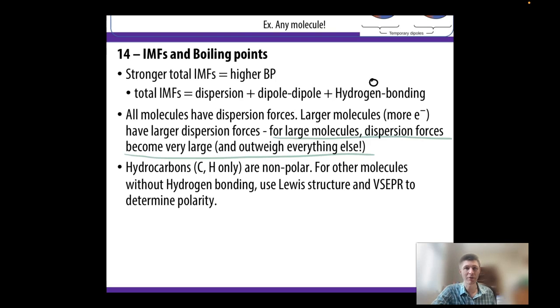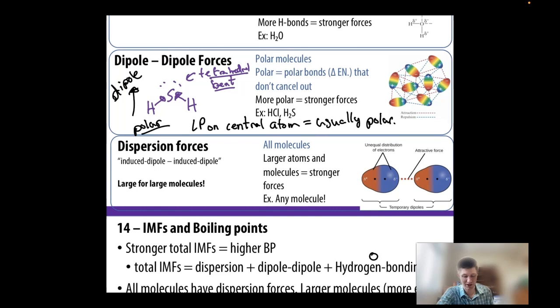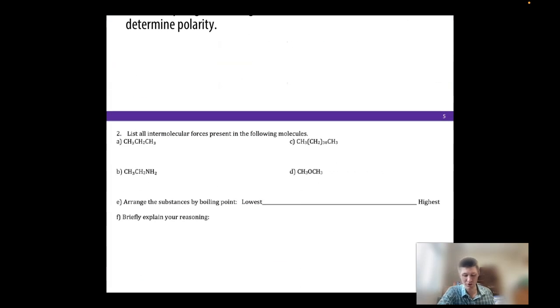Another thing that comes up a lot when we look at different molecules is that hydrocarbons with C and H only are nonpolar, so those only have dispersion forces. For other molecules, we'll just need to use the Lewis structure and VSEPR to determine the polarity, just like our H2S example up here. Okay, with that out of the way, let's look at our example.